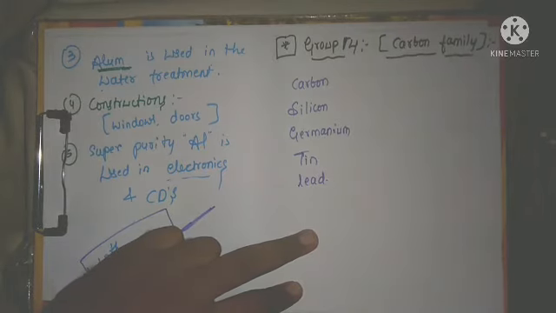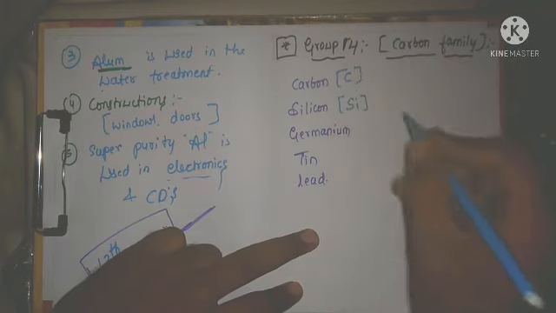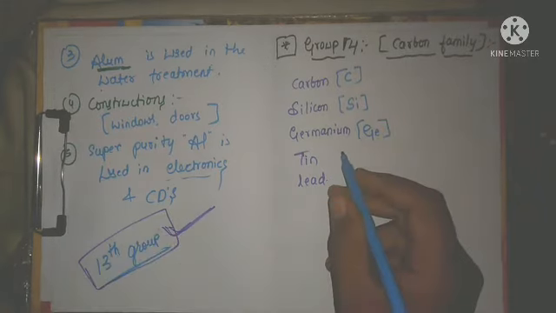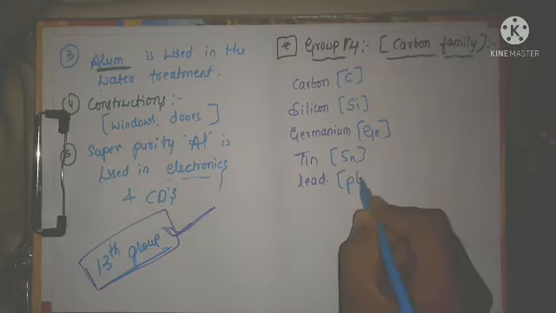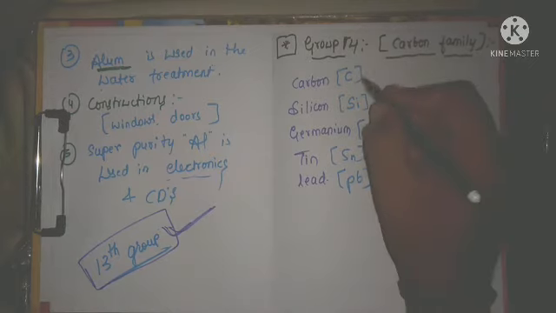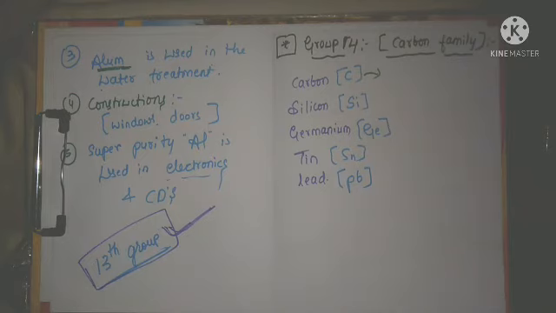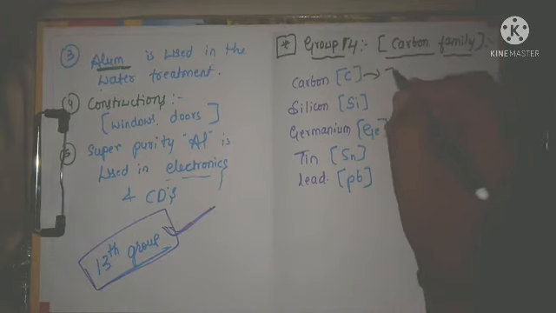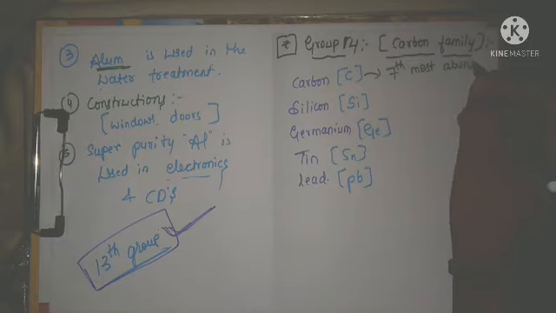Now the symbol for carbon is C, for silicon it is Si, for germanium it is Ge, for tin it is Sn, and for lead it is Pb. Right? Now just to check here, carbon is the first member of the 14th group, and also it is the seventh most abundant element.